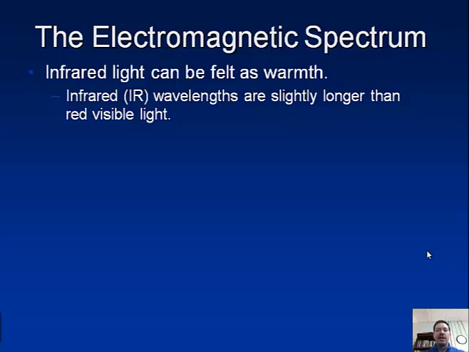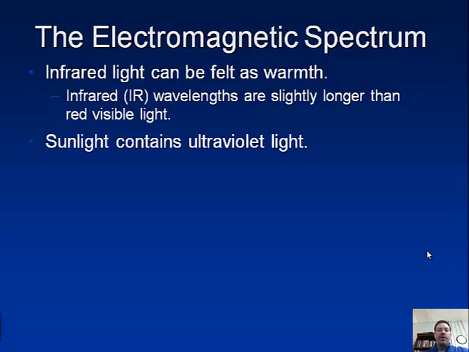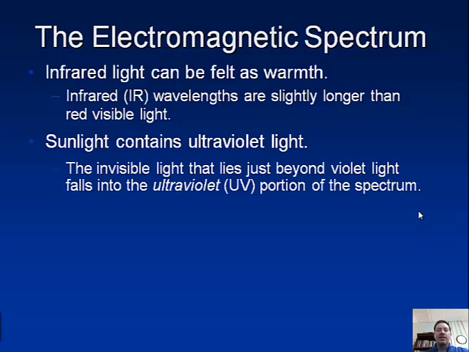Infrared is a slightly longer wavelength than visible red light, so the wavelength gets longer. Frequency actually decreases. Sunlight contains ultraviolet light. The invisible light that lies just beyond the violet light falls into the UV portion of the spectrum.